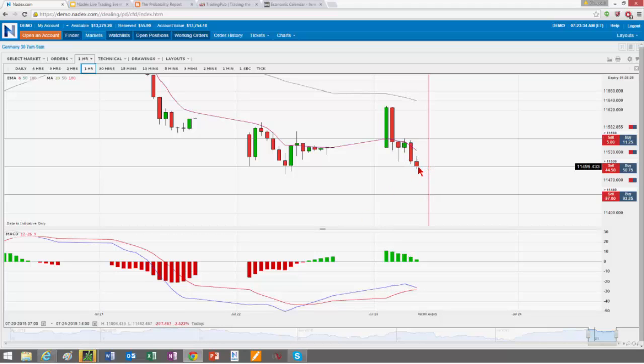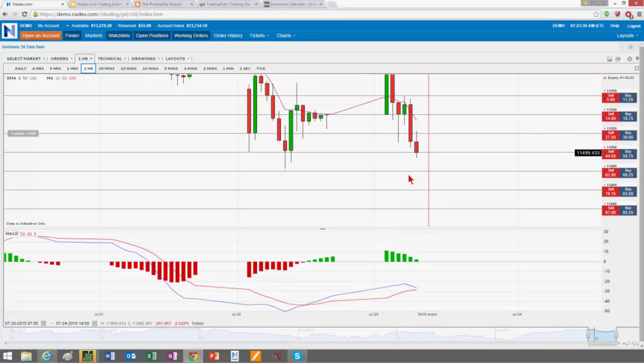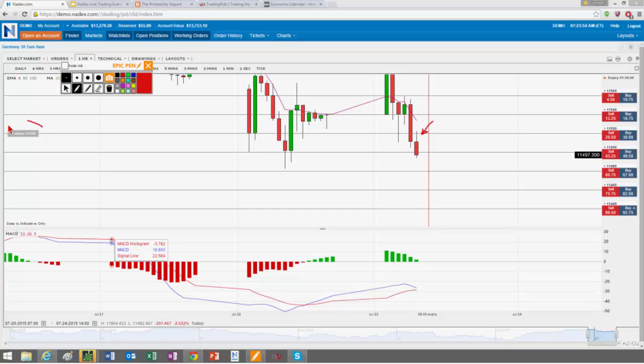If it continues its bearish trajectory, I sell from this strike. That's where I have my pending order right now. If it reversed and started coming back bullish, I would cancel out of this order and I would buy from this strike.